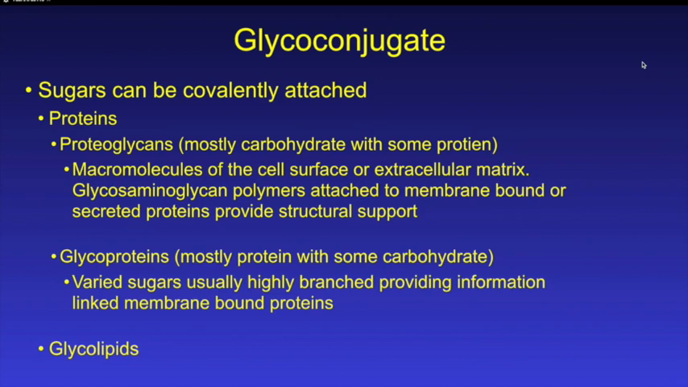they're proteins that have sugars attached to them, and so again, proteoglycans are mostly carbohydrates with a little bit of protein. The protein is acting as a matrix or a base by which all of the carbohydrates are held. Glycoproteins, on the other hand, is mostly protein with some carbohydrates. The proteoglycans are found on the cell surfaces of the extracellular matrix.